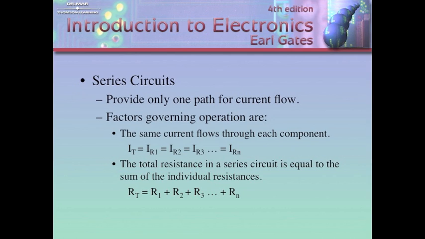Factors governing the operation of a series circuit is that the same current flows through each component, meaning total current, I sub T, is equal to I sub R1 is equal to I sub R2 equal to I sub R3 equal to I sub R to the nth degree. What it really means is there's only one path for current to flow into. It must complete that path. There's no place else for it to go to.